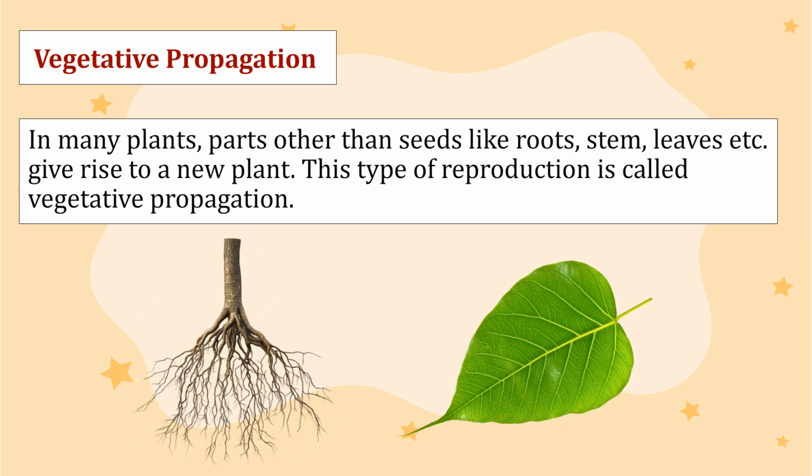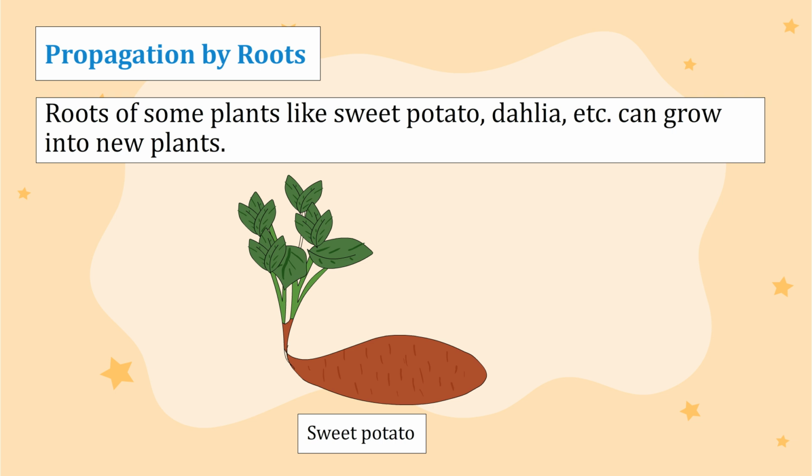Vegetative propagation. In many plants, parts other than seeds like roots, stem, leaves etc. give rise to a new plant. This type of reproduction is called vegetative propagation. Propagation by roots. Roots of some plants like sweet potato, dahlia, etc. can grow into new plants. Sweet potato.